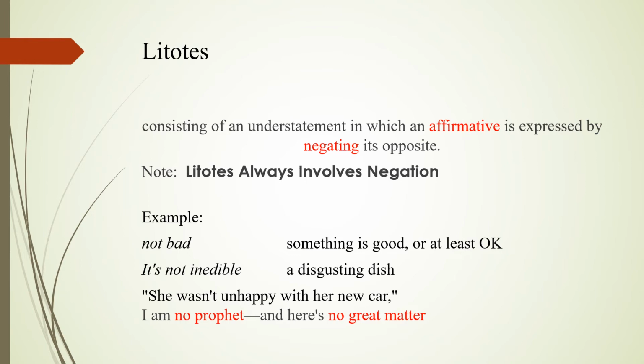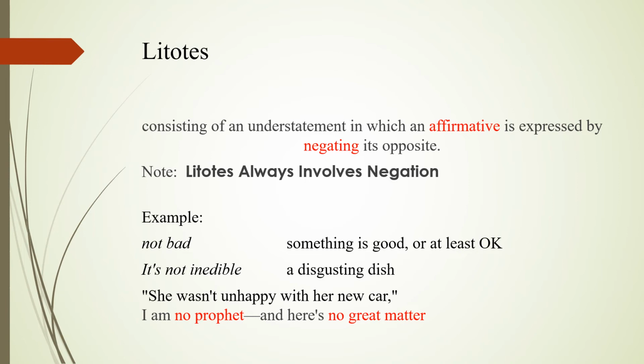It's not inedible. When we say inedible, hindi nakakain. So when it's inedible, ibig sabihin hindi nakakain. But since we add negation to it, a negative word which is not, it's not inedible now means nakakain siya, pero not appetizing, hindi masarap. Okay? It's inedible means hindi nakakain. That's already negative. But since we're adding another negative term to it, which is not, naging ibig sabihin is nakakain, but it means now that it's not appetizing, hindi masarap. A disgusting dish.